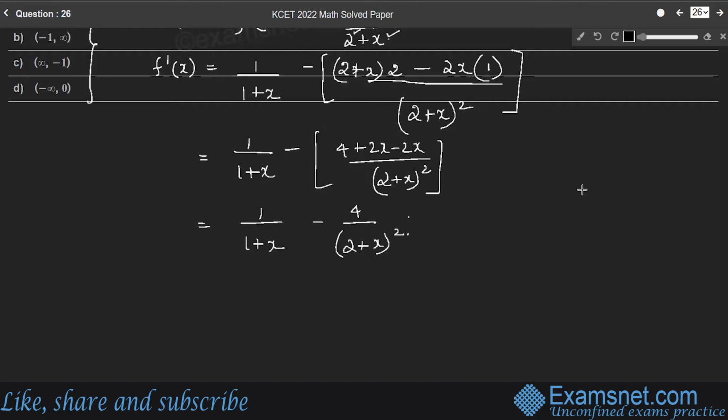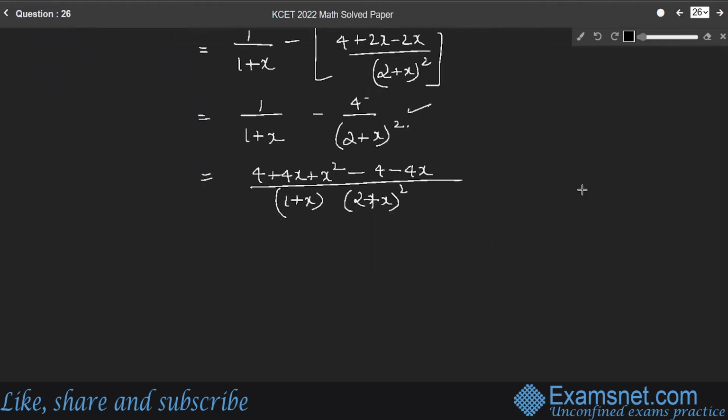Therefore, we can still simplify it, right? Taking 1 plus x into 2 plus x the whole square as the LCM, the numerator becomes 2 plus x the whole square, which is 4 plus 4x plus x square, and the second term becomes minus 4 minus 4x. Therefore, at the end, 4 and minus 4 get cancelled, and 4x and minus 4x get cancelled. So we get x square by 1 plus x into 2 plus x the whole square, right?